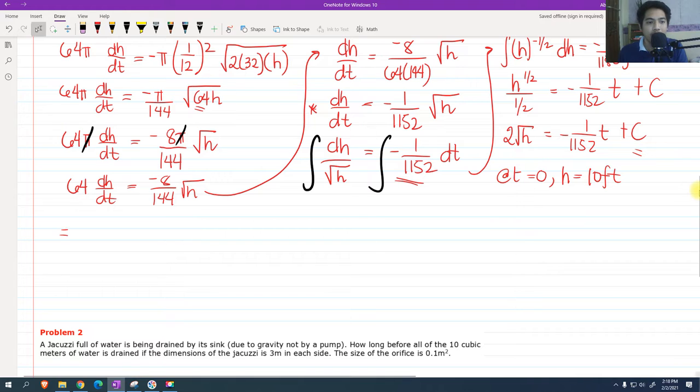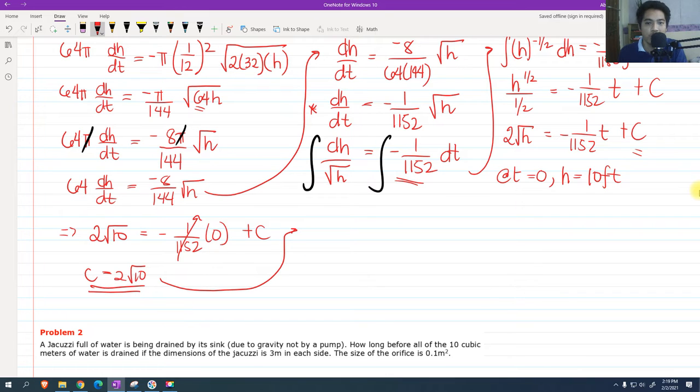So again, if we solve that, we have 2 square root of 10 equals negative 1 all over 1152 multiplied by the time, which is 0, plus c. So hence, it's very clear that the value of c here is 2 square root of 10. Now we can substitute this value of c to have a particular solution. So we have 2 square root of h equals negative t over 1152 plus 2 square root of 10. And that is our particular equation, or the model equation.